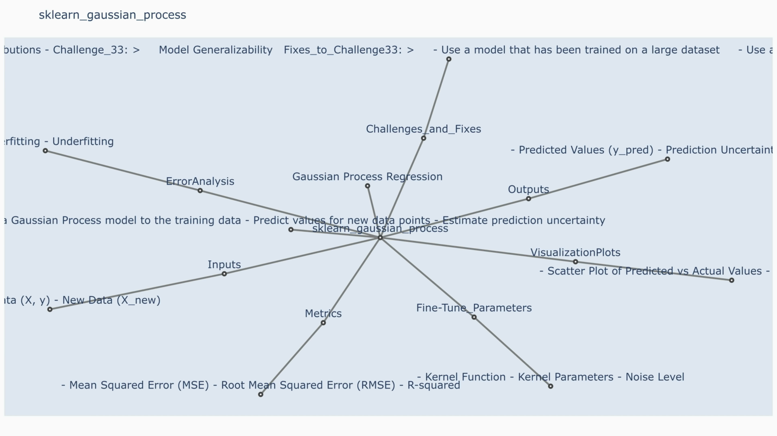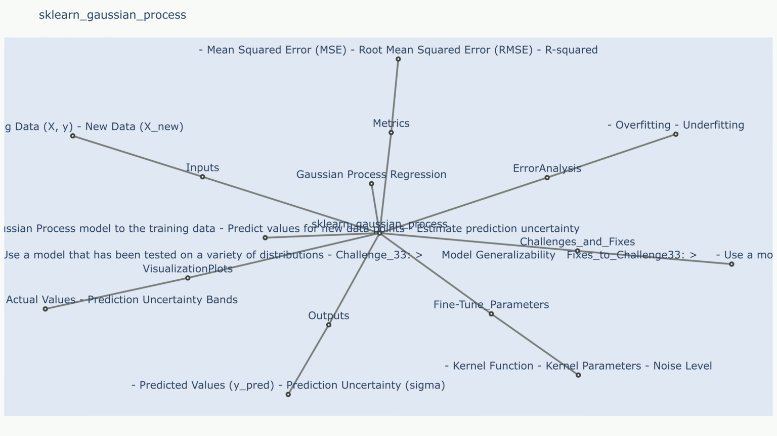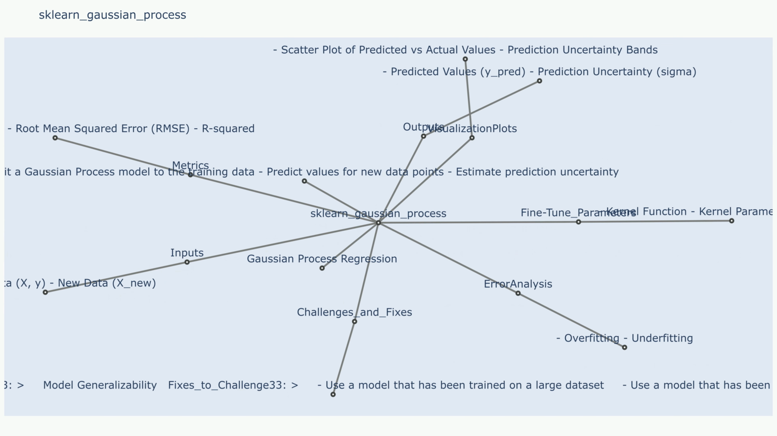sklearn Gaussian process. Gaussian processes (GPs) are a powerful non-parametric Bayesian method for regression and classification. They model the relationship between input features and output values by assuming that the outputs are drawn from a Gaussian distribution whose mean and covariance are determined by the input features and a learned kernel function. GPs are particularly useful for handling complex nonlinear relationships and providing uncertainty estimates in the form of confidence intervals.